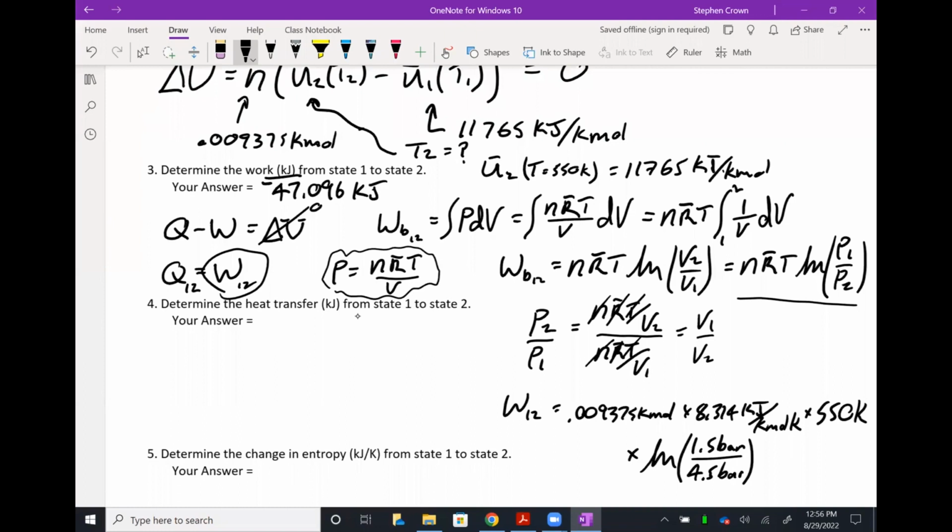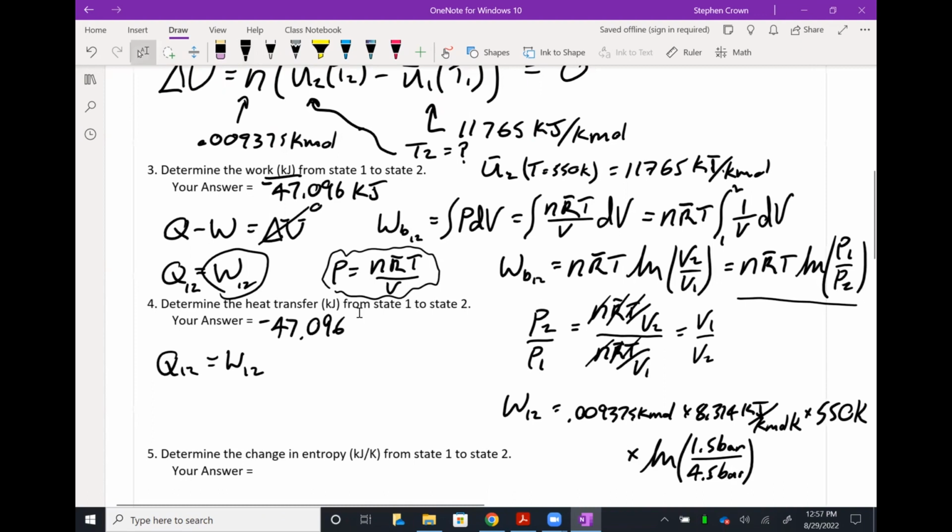All right, moving on to problem 4. What is the heat transfer? Well, from problem 3, we learned that the heat transfer is equal to the work. So Q12 just equals work 12. So it's also minus 47.096 kilojoules.